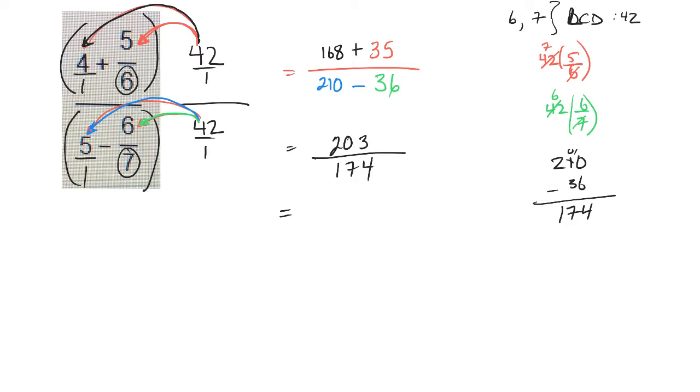I don't know, 3 won't go into both of them. 7, I don't think 7 will go either. I think your answer is just 203 over 174. I don't think there's any numbers, other than big ones, that'll simplify that. All right, hopefully that helps you out simplify that complex expression.